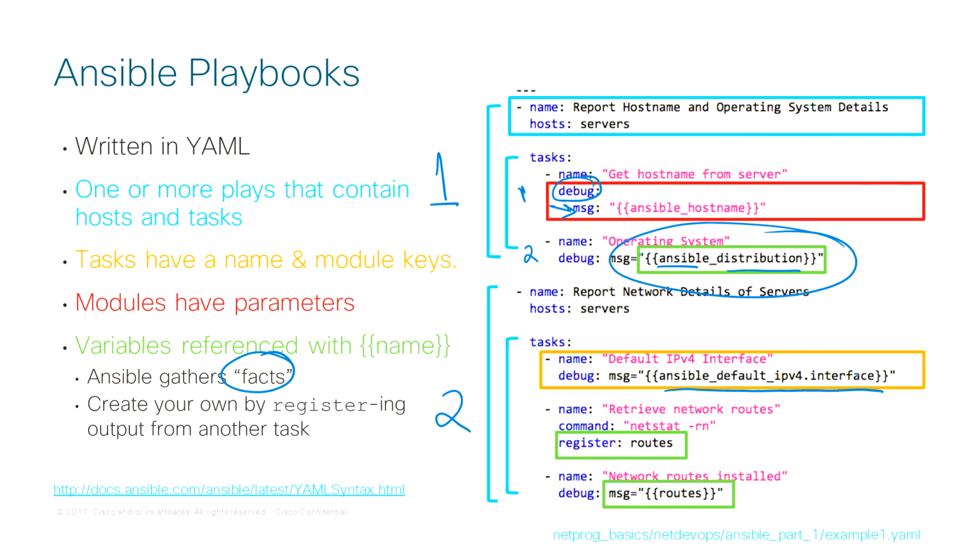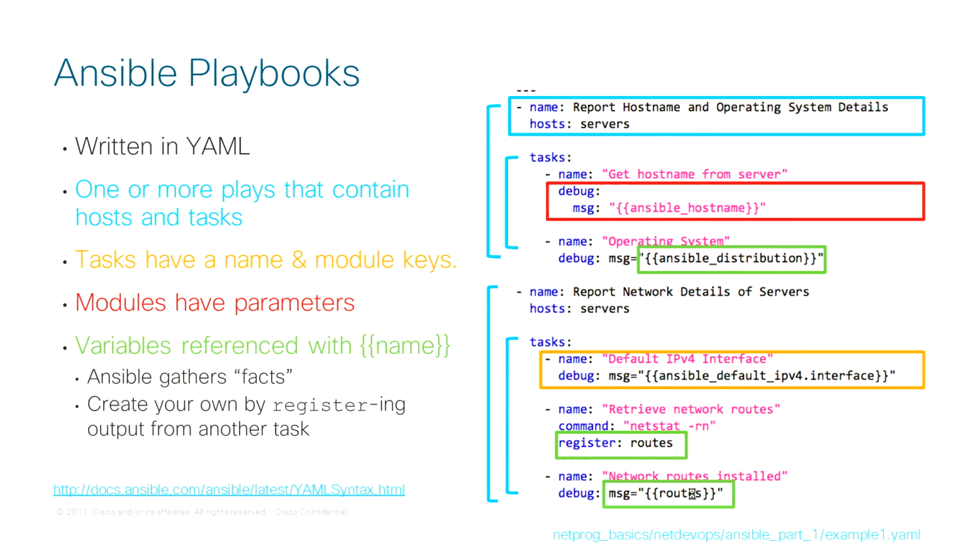You can also register your own variables by taking the output from one task and using it later on. And so here we can see that we are retrieving the network routes using the command module and executing simply netstat -rn, and then we register the output of that command as a variable called routes. We can then use that later on in this task, the third task in this play, and we just print that out using the debug task.